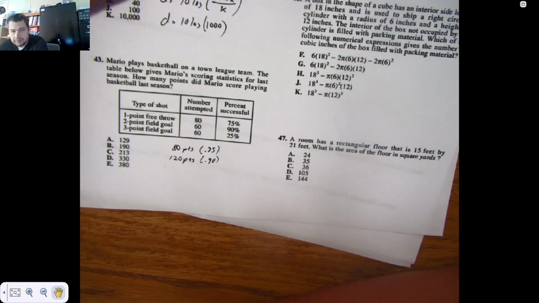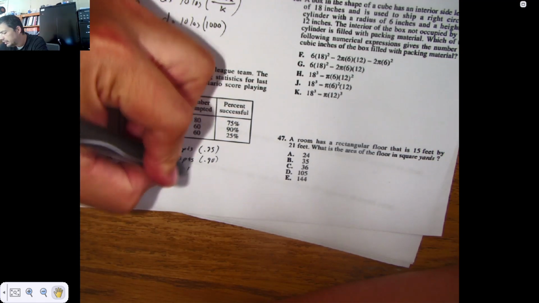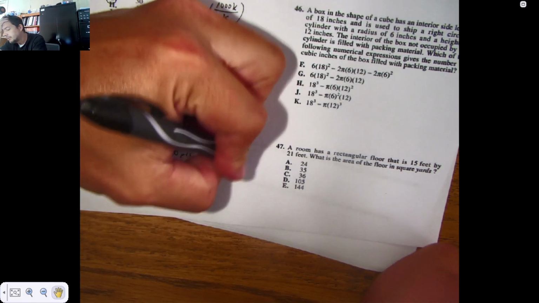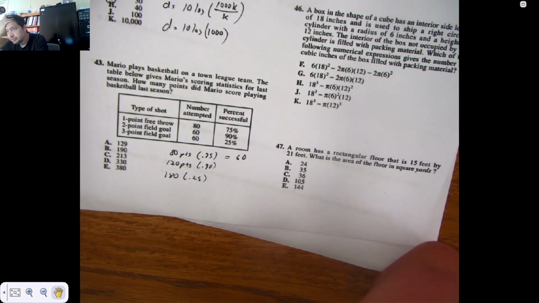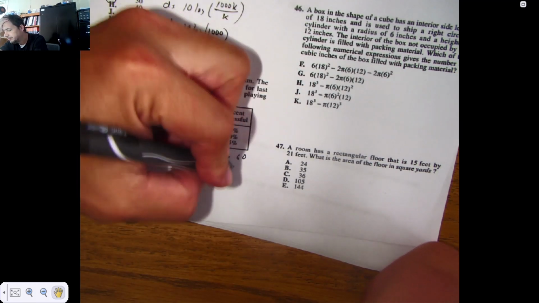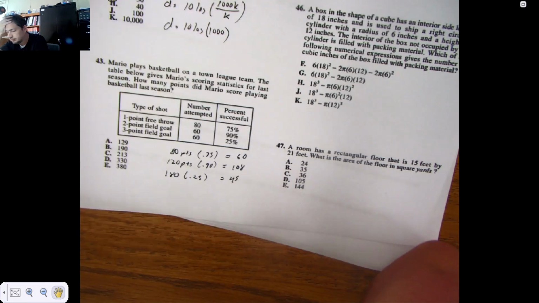Then 3-point field goals, he made 60 attempts. 3 times 60 is 180, and he gets 25% of that. And we just have to add everything up, and we'll have the answer. So 3/4 or 75% of 80 is 60. 90% of 120 should be 96. No, I'm off there. Sorry, it's 108. And 25% of 180 is 45. I just add on down.